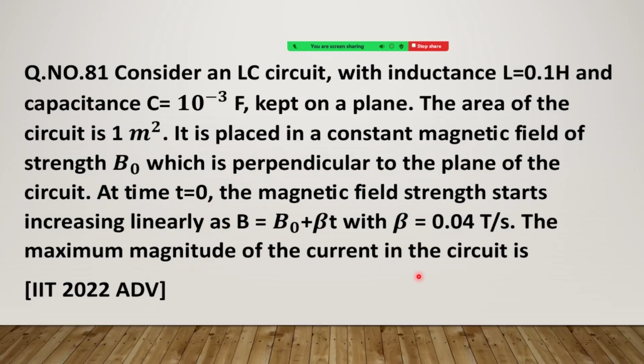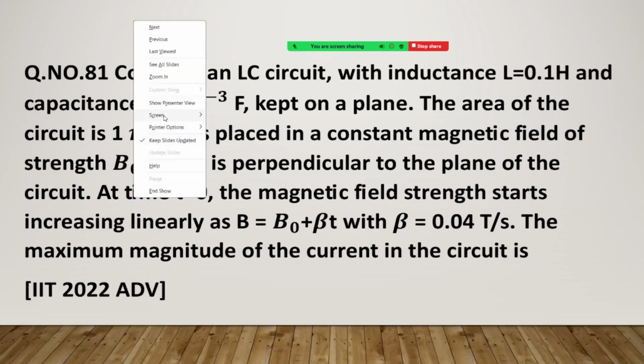Okay, let us see now how to start it. So first focus here. The key point given is that B is now changing linearly, right? So since the magnetic field is changing in this area, flux changes. So since flux is changing, an EMF is induced. Okay, right.